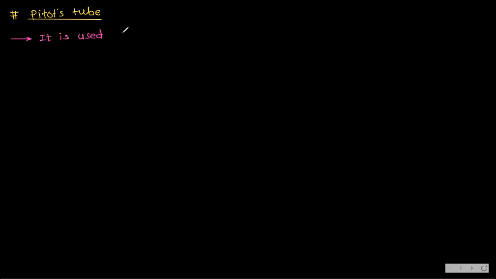It is used to measure the velocity of flow in the river. Okay. Now, what is the principle on which it is working? Principle of this Pitot tube.